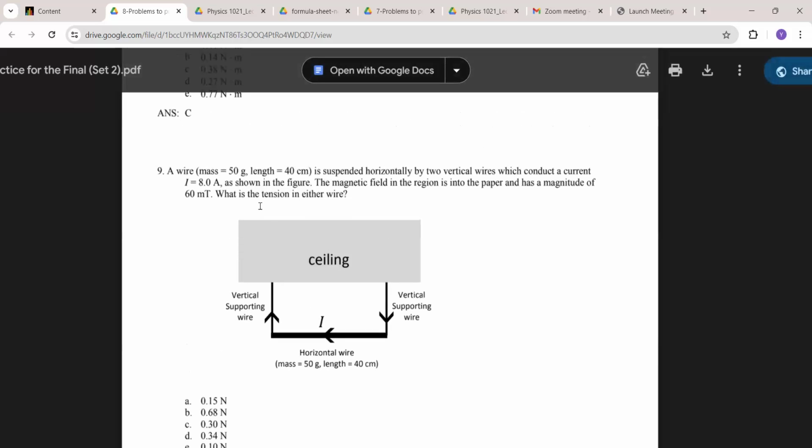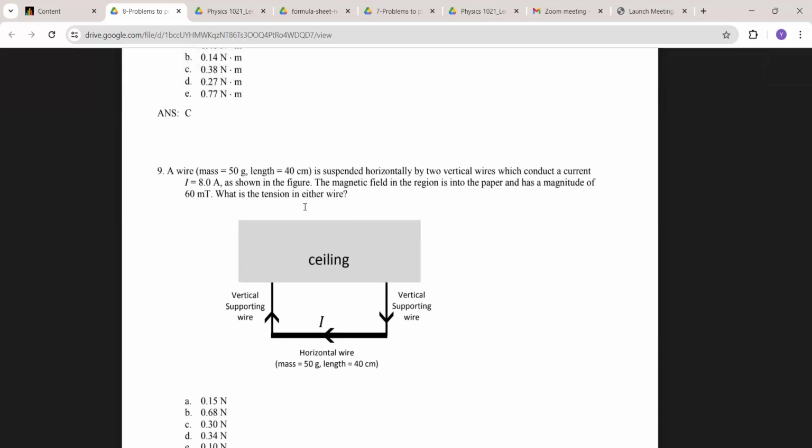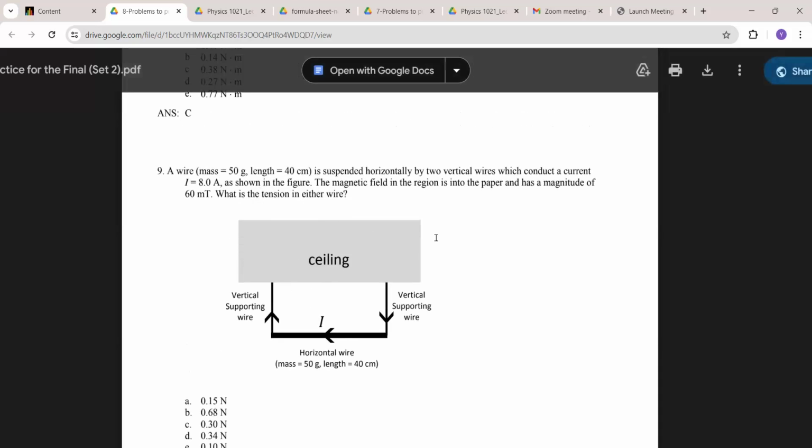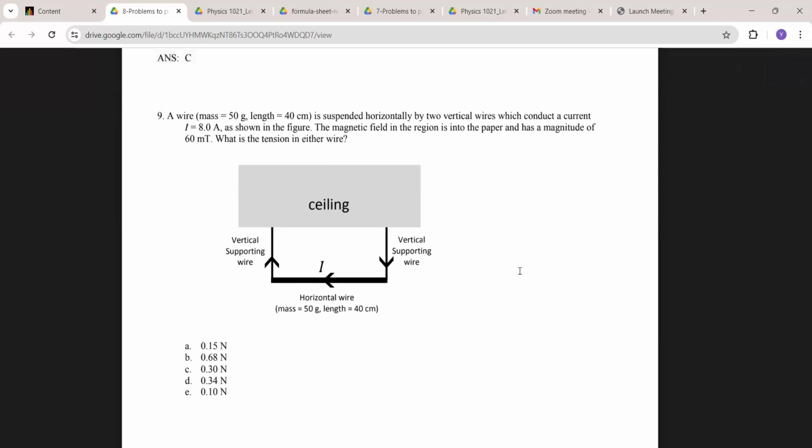And doctor, I just want to ask about this question here. It talks about tension. Would that be included or excluded? Tension is included in the wire. It is included because here I'm talking about the magnetic force. The magnetic force would be, uh, vertical support wire.